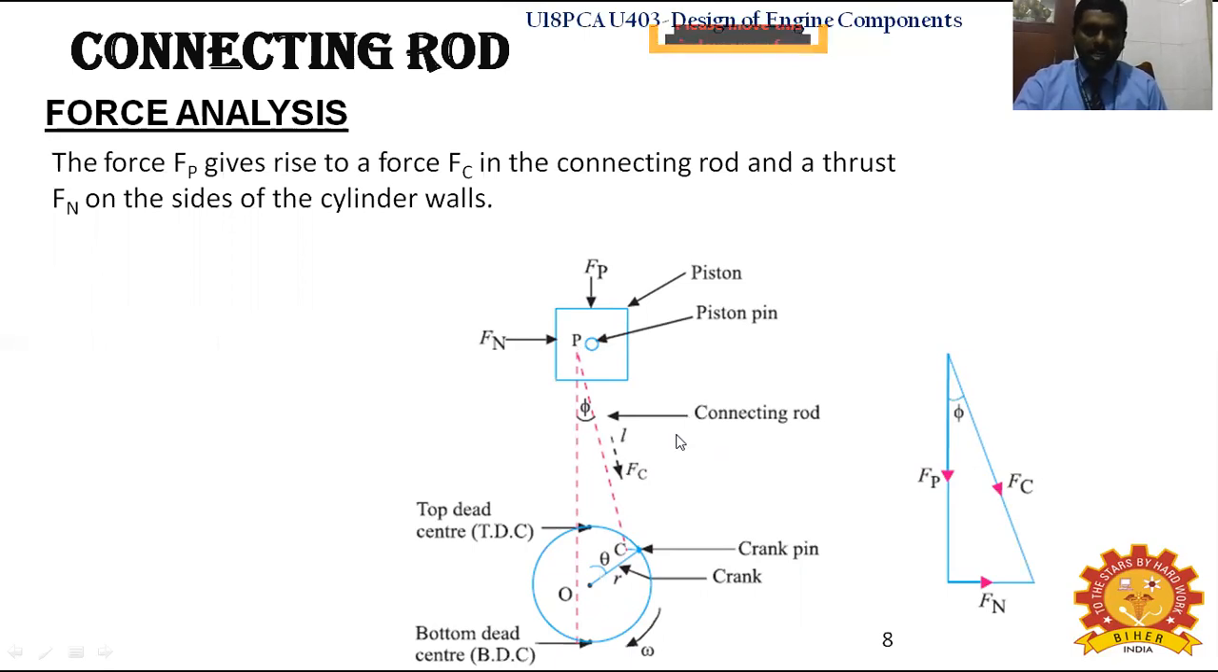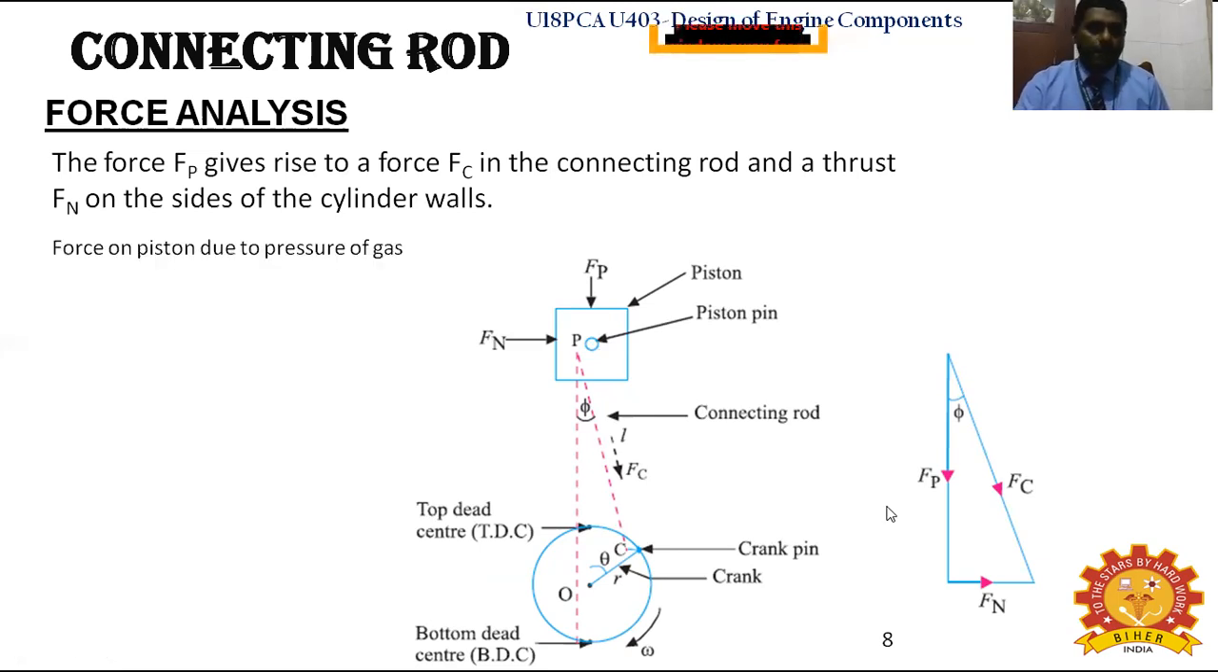So the force on the connecting rod is dependent on the combustion pressure, that is Fp, as well as the pressure exerted by means of a thrust from the cylinder walls. Both combined, you are going to get a force on the connecting rod. That's what you will be getting, a force on the connecting rod.